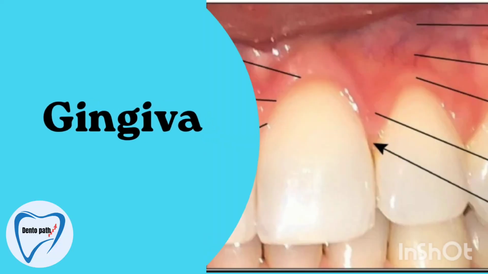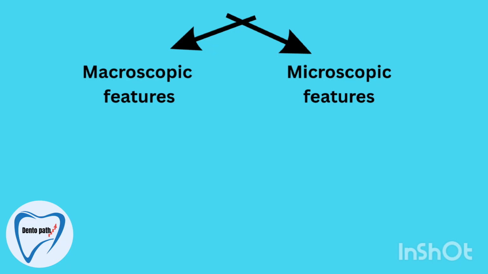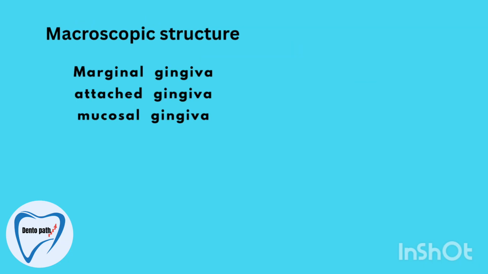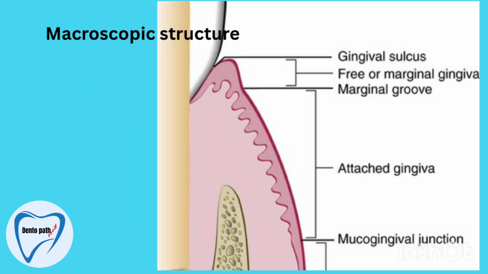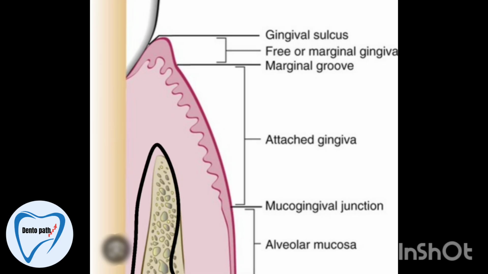So today we are going to see our chapter gingiva. In that, we are seeing microscopic and macroscopic features. In macroscopic structure we are seeing marginal gingiva, attached gingiva and mucosal gingiva. It is the part of oral mucosa that covers the alveolar process and surrounds the neck of the tooth. This is the neck of the tooth and gingiva.